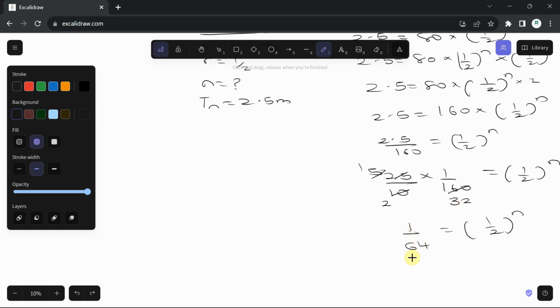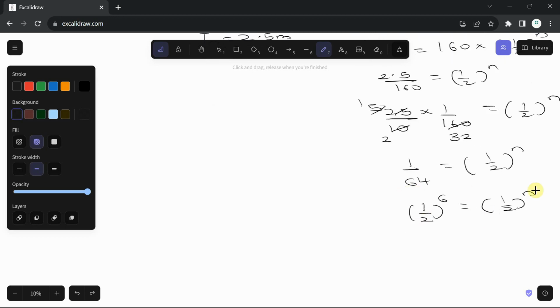So I could represent this by saying that 1 raised to the power of 6 is 1 times 1 times 1 times 1 times 1 times 1, which is the same thing as 1. So I could say 1 over 2 raised to the power of 6 is equal to 1 over 2 raised to the power of n. And if I do a comparison, since they have the same base, that means my n is also equal to 6.